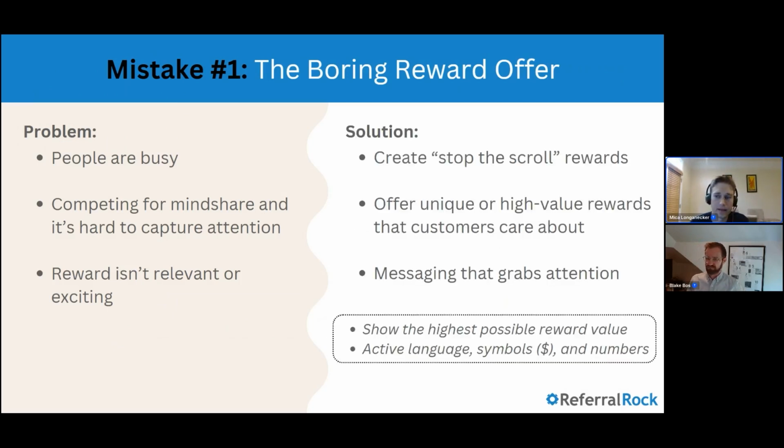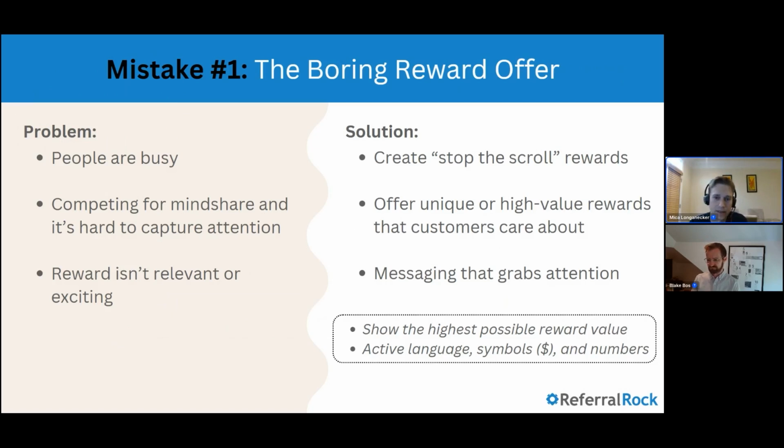So instead, what you want to do is create a reward that's so good people stop scrolling and they want to click to learn more. The goal of rewards is really to grab that attention. So rewards should be unique. They should have a high enough value that people will think it's worth their time. Your messaging must grab their attention. So ways to do this, you can frame the reward to show the maximum value they can earn.